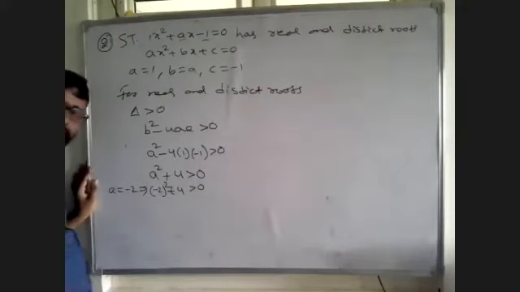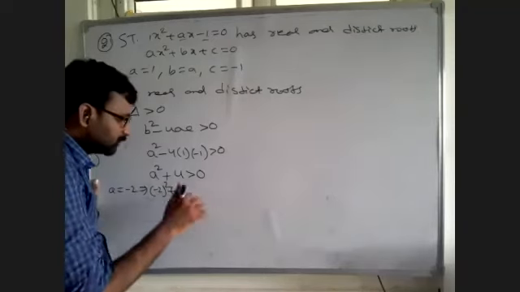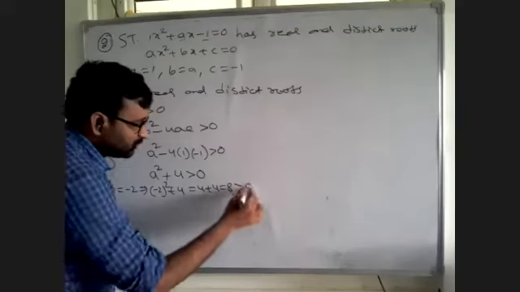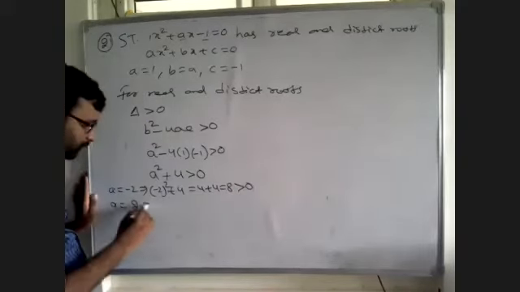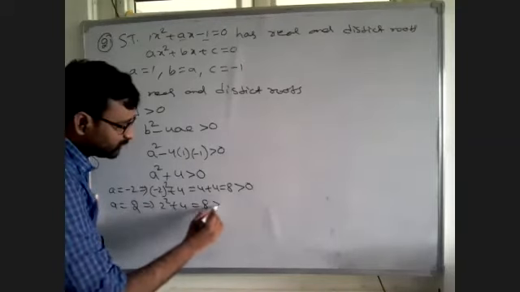Clearly greater than 0. Why? Because -2 whole square is plus 4, and 4 plus 4 is 8, which is greater than 0. So correct. I am taking a equal to plus 2, a positive number. Then 2 square plus 4 is again 8, which is greater than 0.